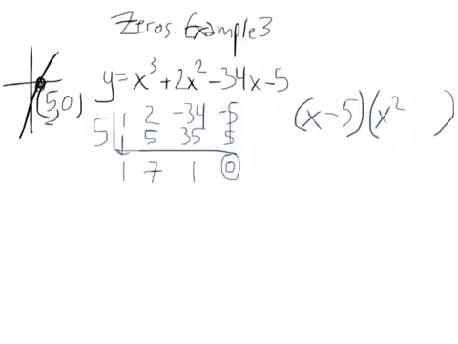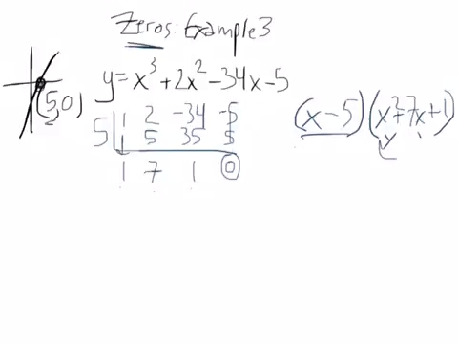So that means it does go into it evenly. And this 1, 7, 1, those are the coefficients for my quadratic. So I have 1x squared plus 7x plus 1. So here's all that I've done so far: I already knew one of the zeros, I factored it out, and I'm still finding zeros for this.